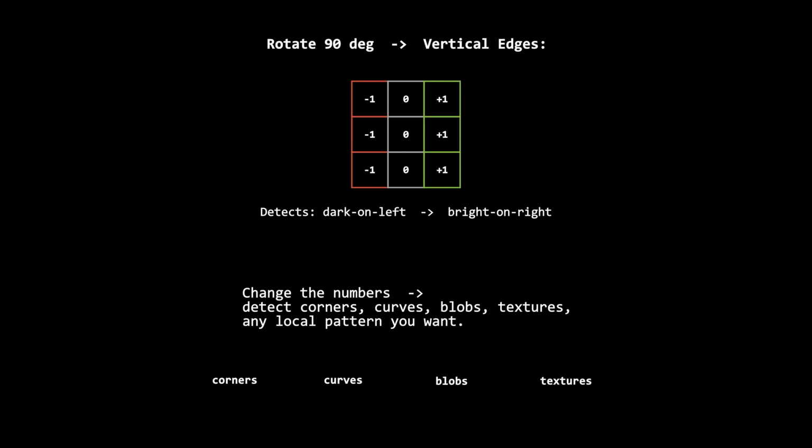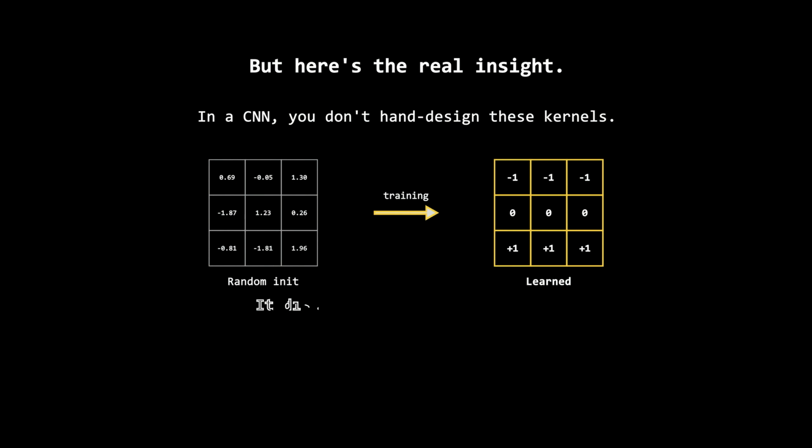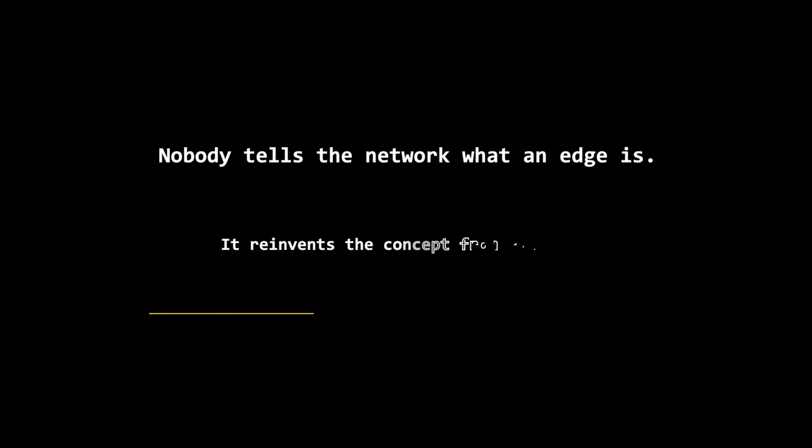But here's the real insight. In a CNN, you don't hand design these kernels. The network starts with random values and learns the optimal ones through training. It discovers what patterns matter for the task entirely on its own. Nobody tells the network what an edge is. It reinvents the concept from raw data, because the math demands it.